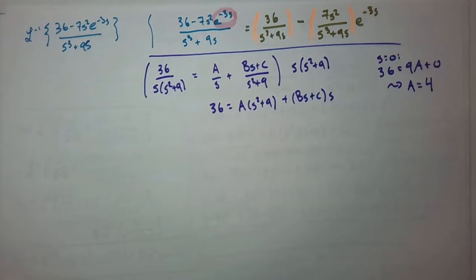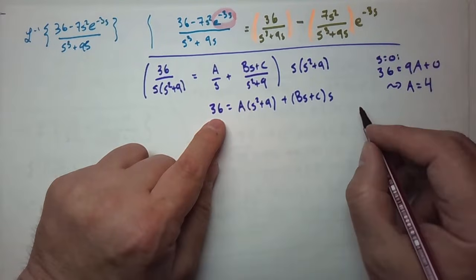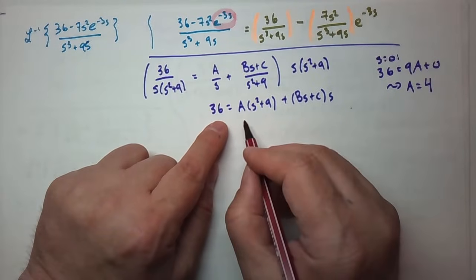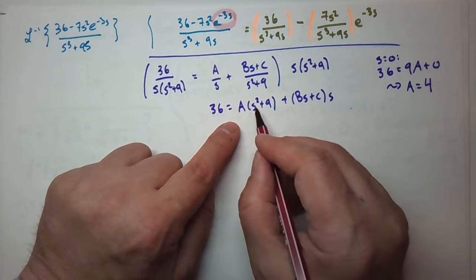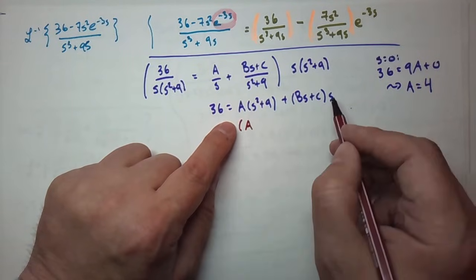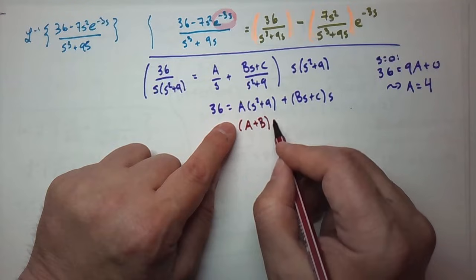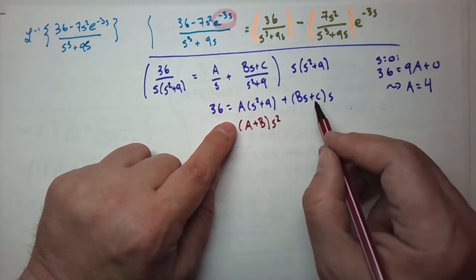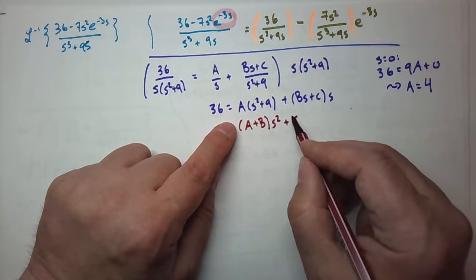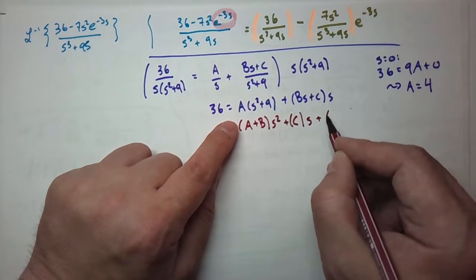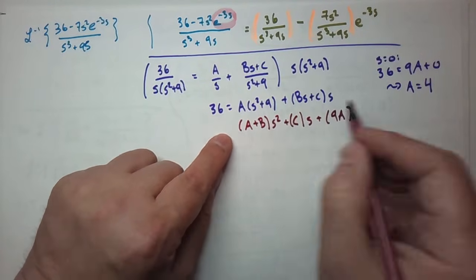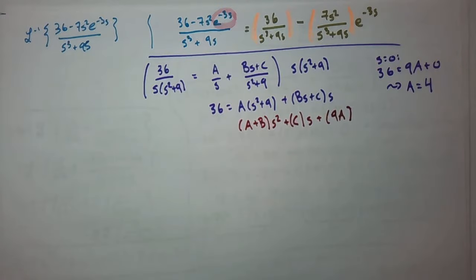It works, but the problem is people get lost when you have i's because there are powers of i. So what can we do? Well, let's switch and gather coefficients. We have a times s squared. Here you get b times s squared, so that's a plus b times s squared. Here you get a c times s. And then on the end you get 9 times a. So that's gathering your coefficients.